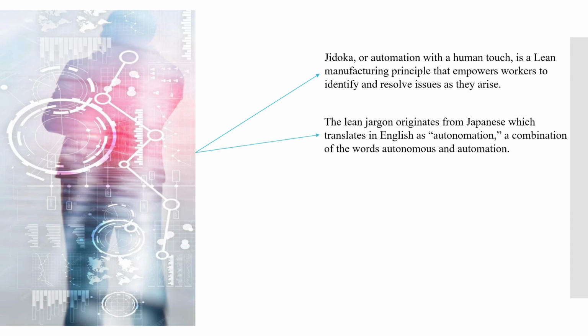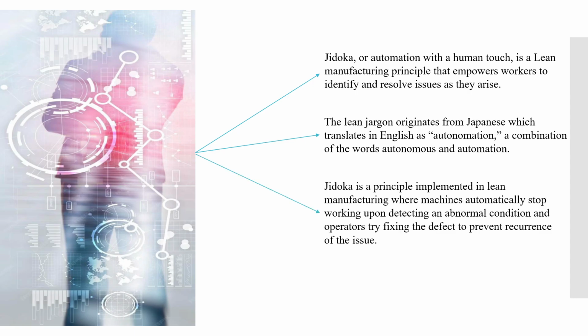I have already mentioned that it is a Japanese term which in English means automation, which is a merge of two words, autonomous and automation, which means there will be automation in the work environment with human intelligence, with a kind of human touch in it. It is a principle implemented in lean manufacturing where machines automatically stop working upon detecting an abnormal condition and operators try to fix it and prevent the occurrence of this issue in future.